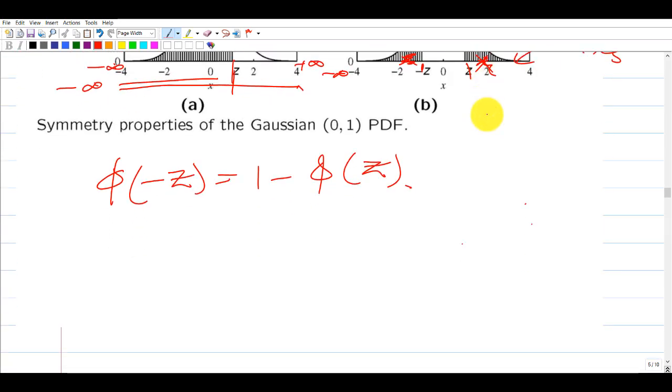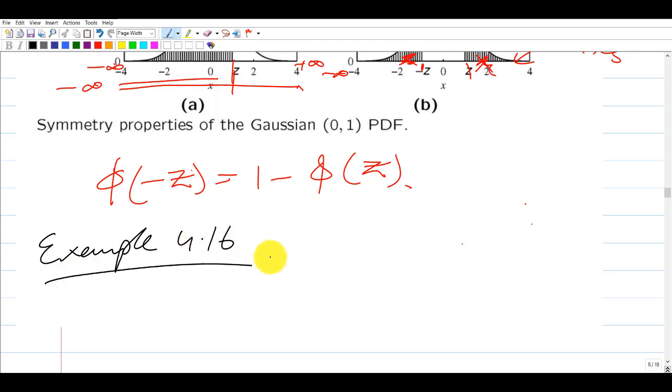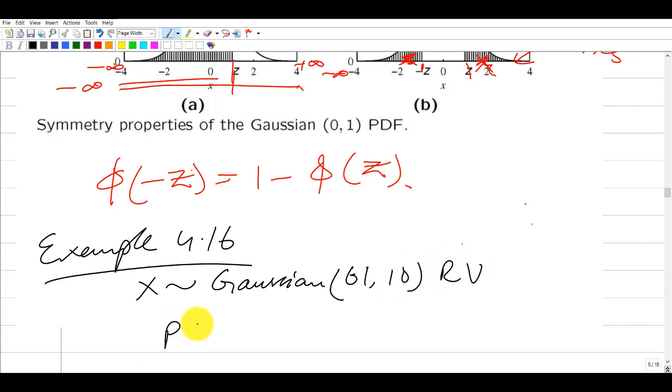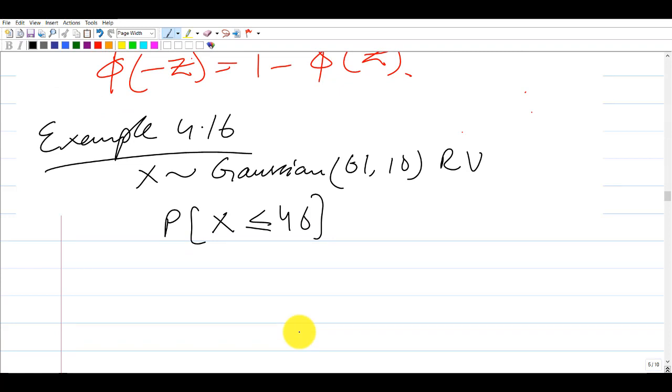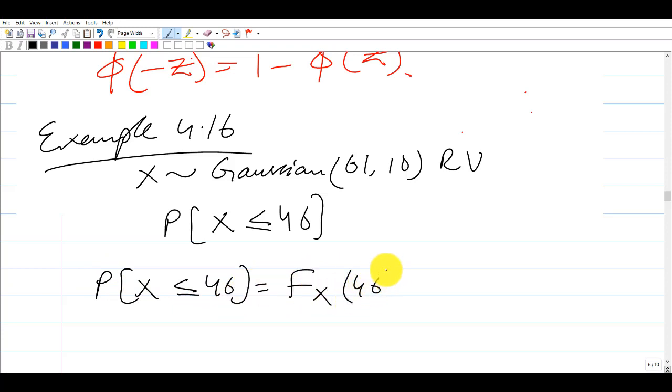Now let's look at the small example that we have done. It is example 4.16. It says that if x is a Gaussian random variable with mean 61 and standard deviation 10, what would be the probability of x less than or equal to 46? So P of x less than or equal to 46 simply means F x of 46, which is phi of minus 1.5, which is equal to 1 minus phi of 1.5.